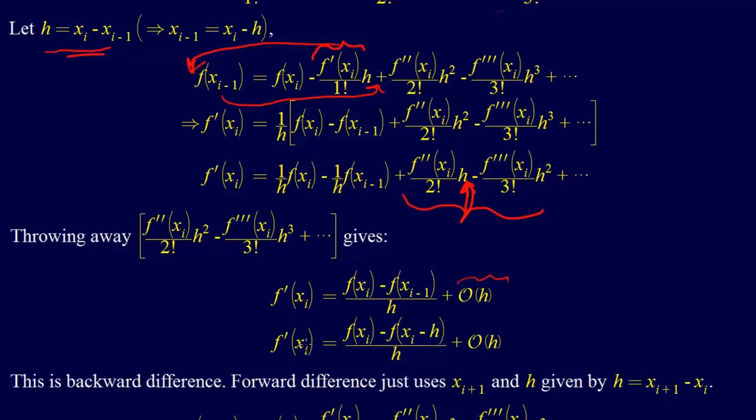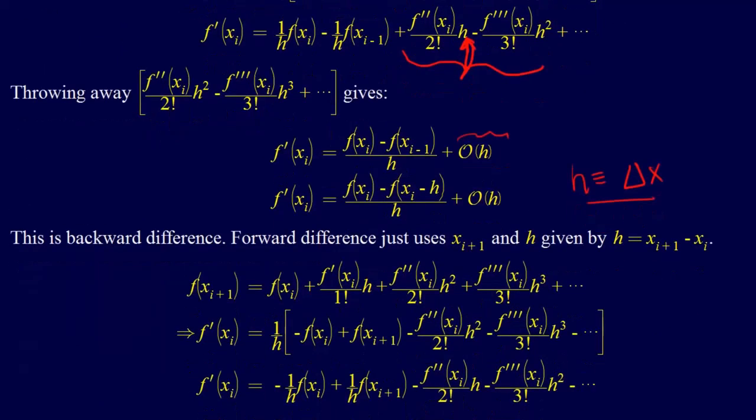Then we get f prime at x_i is equal to f of x_i minus f of x_i minus h, because we're just substituting our x_i minus h back in for x_{i-1}. That's what we have here, all over h. And if you notice, this is the backward difference method, where we just say h equals delta x. We could have used delta x instead, but that is then the backward difference derivative.